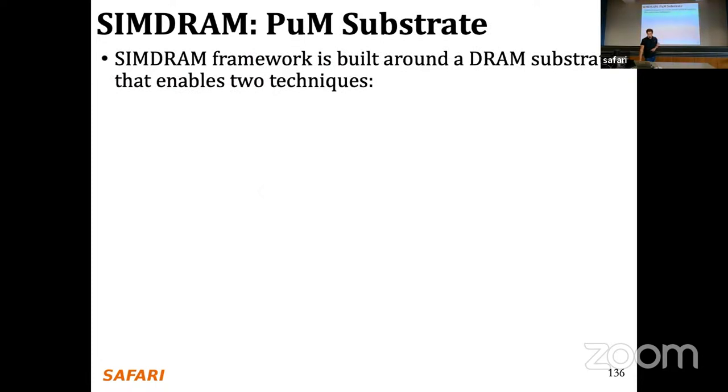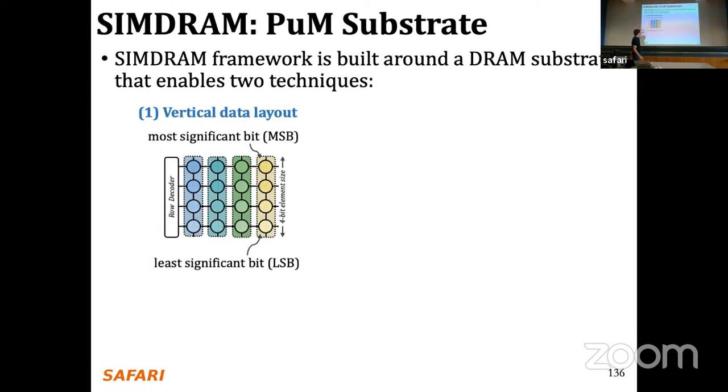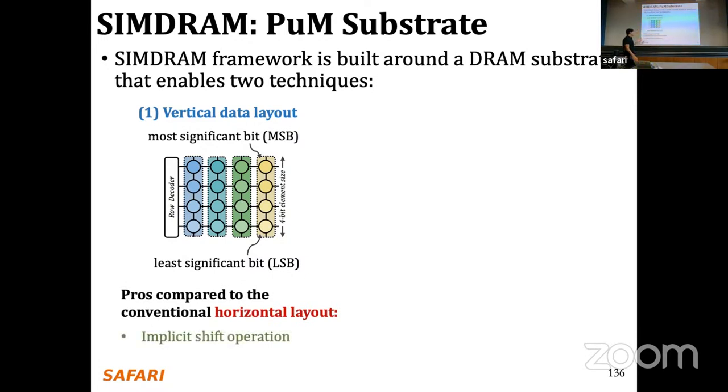This SIMDRAM framework is built around two techniques. The first one is the vertical data layout. We need to place data instead of doing it horizontally, like expanding the cache line over an entire row. We are going to place data elements vertically in the same bit line, in a way that we have all bits of a word in the same bit line, as you can see in the figure. This has pros compared to the conventional horizontal layout, is that we can shift data implicitly.